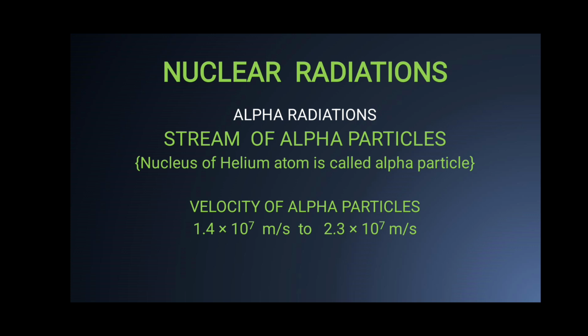An alpha ray is a stream of fast moving particles known as alpha particles. What is an alpha particle? An alpha particle is nothing but the nucleus of a helium atom. At the time of their emission from a radioactive sample, velocity of alpha particles ranges from 1.4 × 10^7 to 2.3 × 10^7 meters per second.